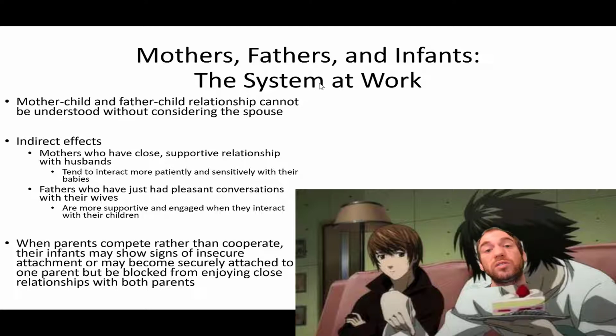So kind of just what we've already talked about, that there are individual relationships within the household. However, these relationships are not just impacted by these macro factors, but also impacted by other relationships within the household. So in the case of a mother and father, the way they interact with each other has an indirect effect on their relationships with their children. So mothers and fathers who have close, supportive relationships and pleasant conversations with each other have a higher likelihood of being more patient, engaging, and supportive of their child. So it's called an indirect effect.